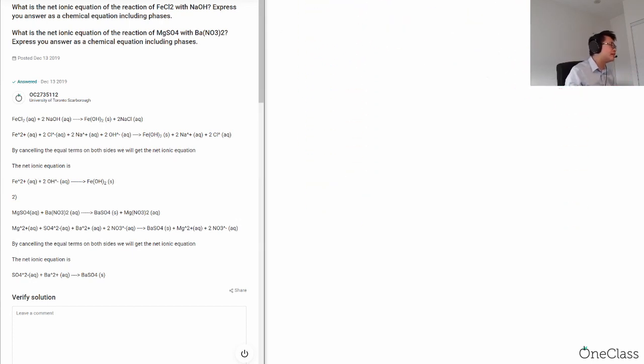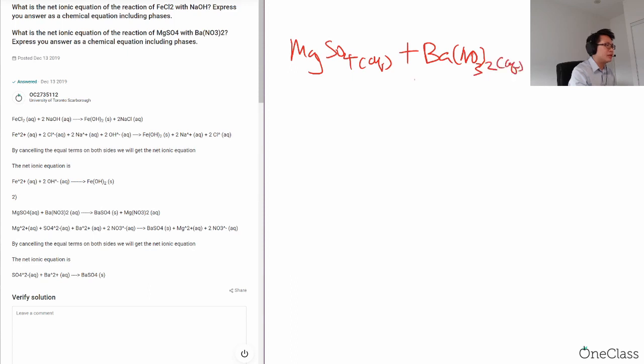Okay, so another example will be magnesium sulfate with barium nitrate. We should start with an aqueous solution of magnesium sulfate and barium nitrate, aqueous, and then they will form magnesium nitrate and also barium sulfate. Again, balance the chemical reaction, and yes, it is balanced. Then we have to add the phase to each of the products.